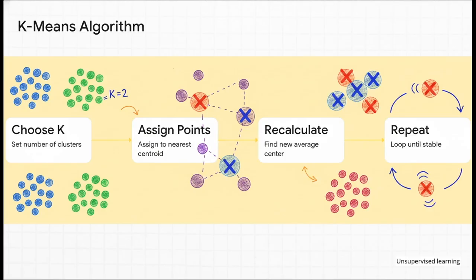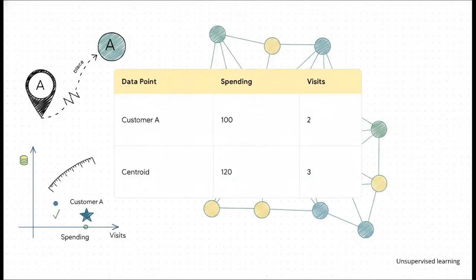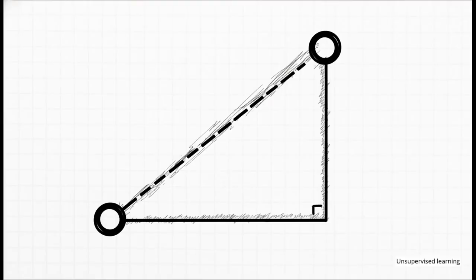But you might be wondering, how exactly does it know which centroid is nearest? Well, to answer that, we have to look at the math. Let's pull up some concrete numbers here. Imagine customer A has a monthly spending of $100 and 2 website visits. We also have a hypothetical centroid currently sitting at a spending value of $120 and 3 visits. The algorithm needs to figure out exactly how far customer A is from this centroid to decide if they belong in this group. It does this using the Euclidean distance formula.